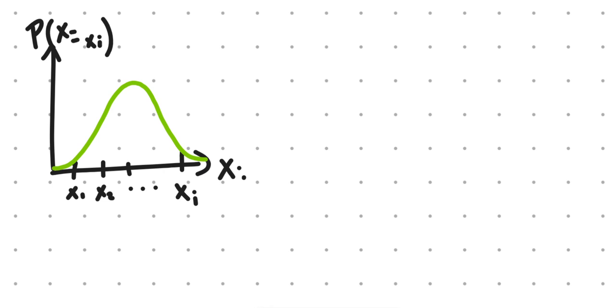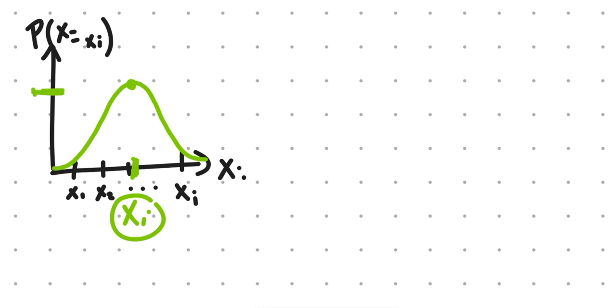Now, the expected value is the value of xi where the probability is the highest, meaning that if you do any experiment, you can flip a coin, you can do some quantum mechanics, the expected value is just a specific point on the x-axis where you will mostly find the outcome.